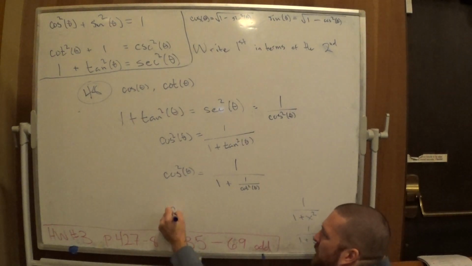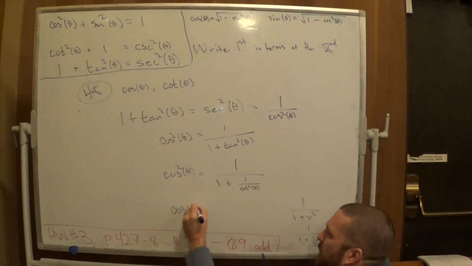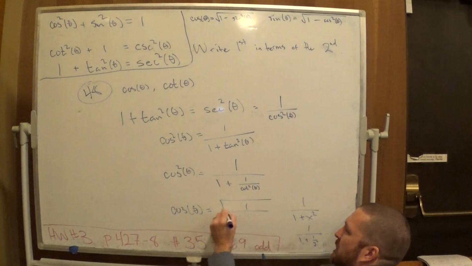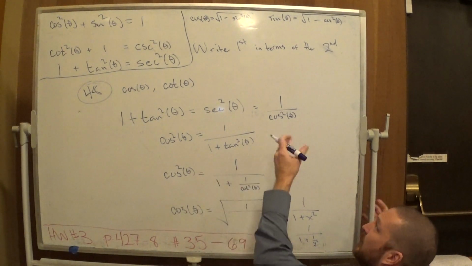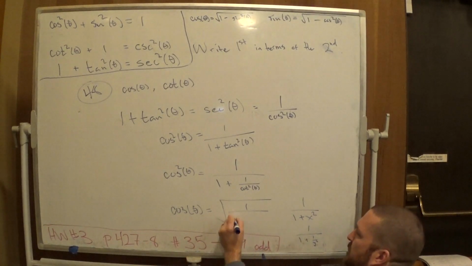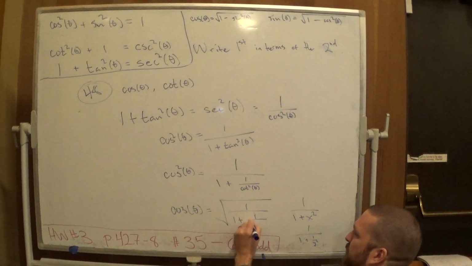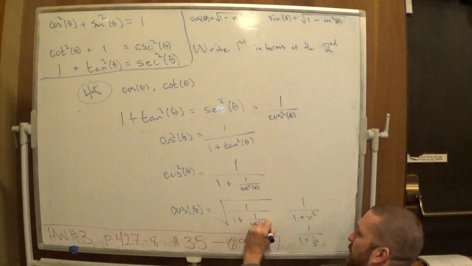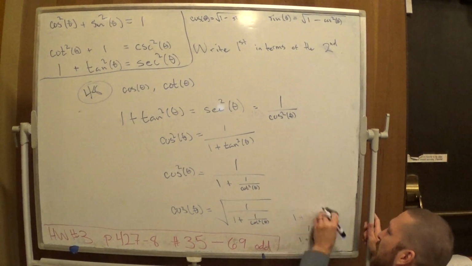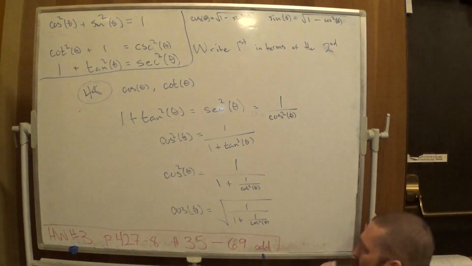How do I get rid of a square? Take a square root. And am I going to take the positive or the negative of this? The positive, because we're assuming, as it says in the beginning, write the first term second, assuming that theta is acute. And so we got this guy right here. There you go.